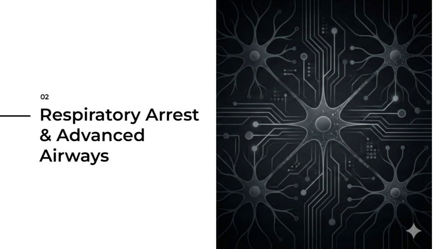Respiratory arrest and advanced airways is our focus for this session. This module covers the critical transitions from basic life support to advanced interventions. We will examine how to identify respiratory failure, the proper use of basic airway adjuncts like OPAs and NPAs, and the progression to advanced options, including supraglottic devices and endotracheal tubes. Additionally, we will analyze the vital role of waveform capnography in monitoring ventilation quality and predicting patient outcomes.